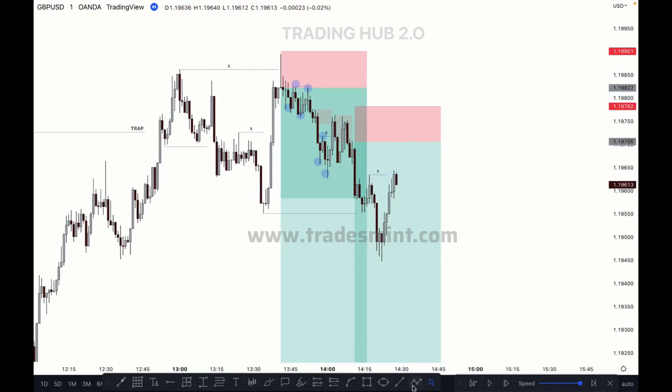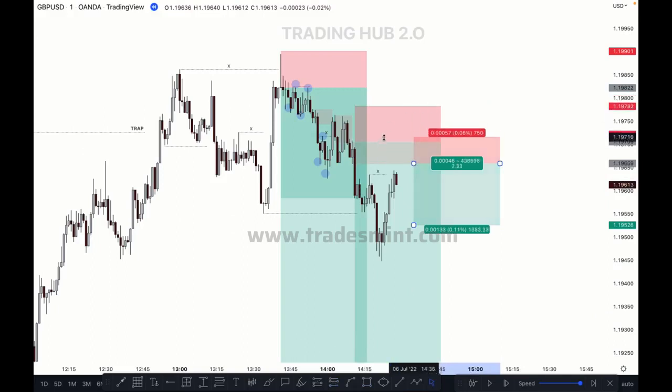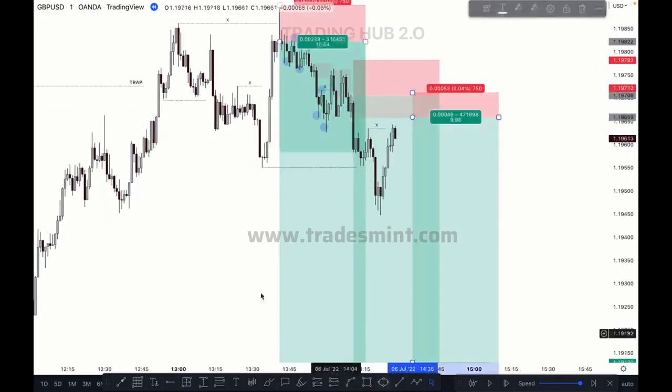Okay, because now the structure is moving something like this. Okay, this is the minor structure responsible for this move, but this major structure is responsible for this big move. Correct. So this high is our inducement. Price must take out this high before the sell. So in this case we can sell here also. First entry sell here, and the next entry will be after candlestick confirmation. Okay, which will be the next entry.